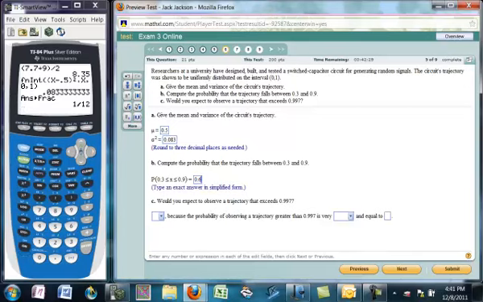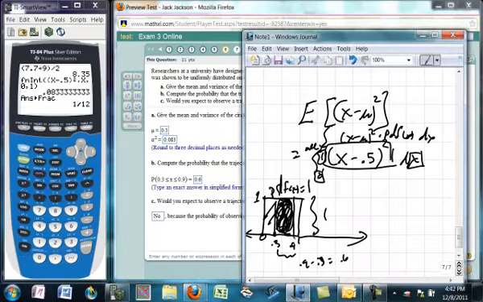Remember, areas are probabilities. Would you expect to observe a trajectory that exceeds 0.997? No, because that probability is very small. Very unlikely. And what is that probability equal to? Well, it's 0.003. Because remember, it's the area, again, from over here. We have our graph, and we're talking about a very, very thin sliver here that has a width of 0.003 and a height of 1, so that's 0.003 for that.